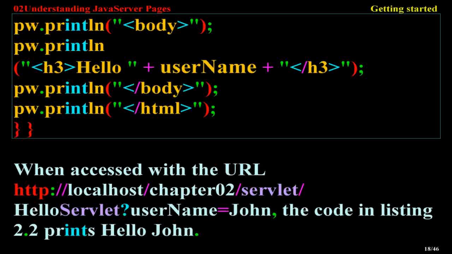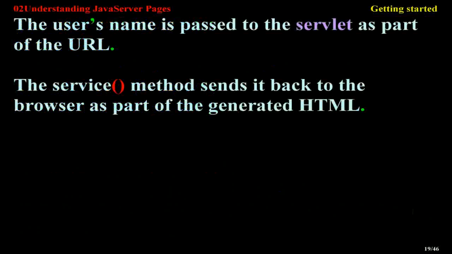When accessed with the URL http://localhost/chapter02/servlet/HelloServlet?username=John, the code in listing 2.2 prints Hello John. The user's name is passed to the servlet as part of the URL. The service method sends it back to the browser as part of the generated HTML.